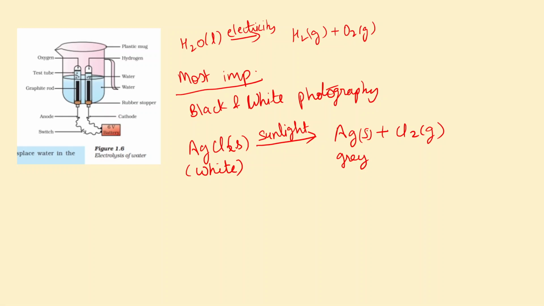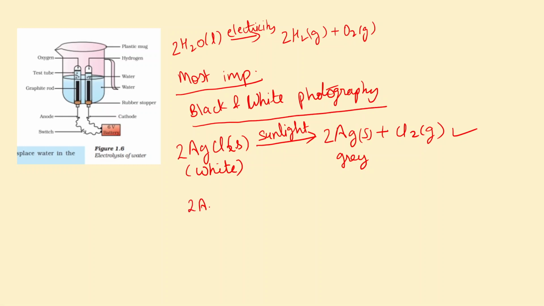So you can balance it parallelly. You can write 2 here, you can write 2 here. This is a balanced equation. The above equation can also be balanced like this. You can balance the equation by yourself. Currently I am focusing on the types of reactions. This is a very important reaction which is used in black and white photography. It takes place under sunlight.